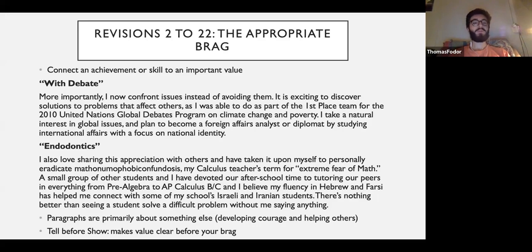A small group of other students and I have devoted our after-school time to tutoring our peers in everything from pre-algebra to AP Calculus BC. And I believe my fluency in Hebrew and Farsi has helped me to connect with some of my school's Israeli and Iranian students. There's nothing better than seeing a student resolve a difficult problem without me saying anything.